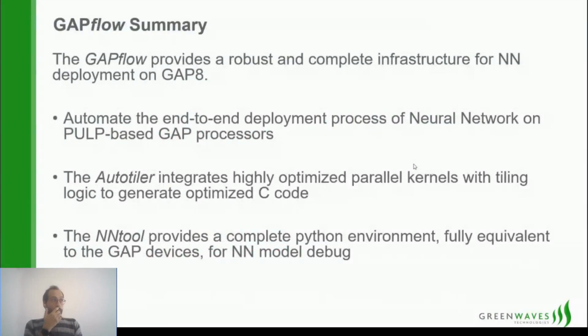Okay, so to make a summary, GAPflow is trying to automate this end-to-end process to port neural networks from high-level machine learning frameworks onto GAP. It is composed of this autotiler, which integrates highly optimized kernels that can be deployed on GAP, and generates all the memory movement given memory constraints. And NNtool is a Python tool that we can use to load our network and produce this autotiler model.